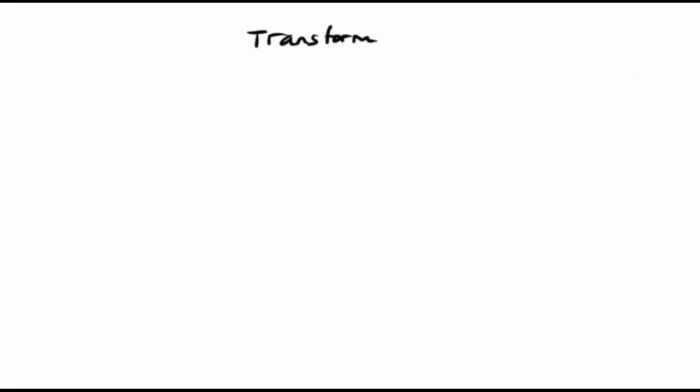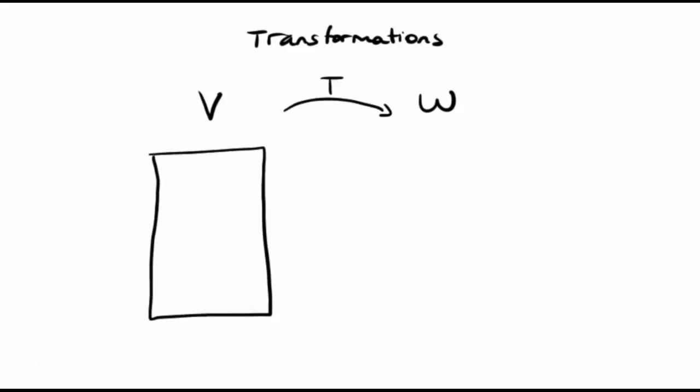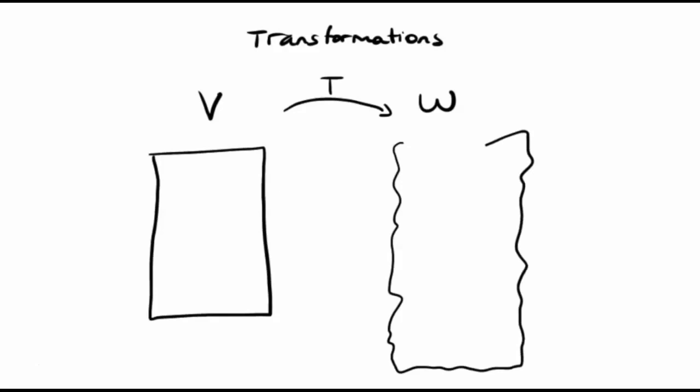Let's talk about transformations as an introduction to talking about isomorphisms, which is the subject of section 4.2. Transformations are functions. They send elements from a vector space V to another vector space W. Sometimes V and W might be the same, like functions sending numbers to numbers, but in the general case, they are not. I'm going to represent the vector space V with a box with straight edges and the vector space W as a box with squiggly edges to show that it might be a different kind of vector space.